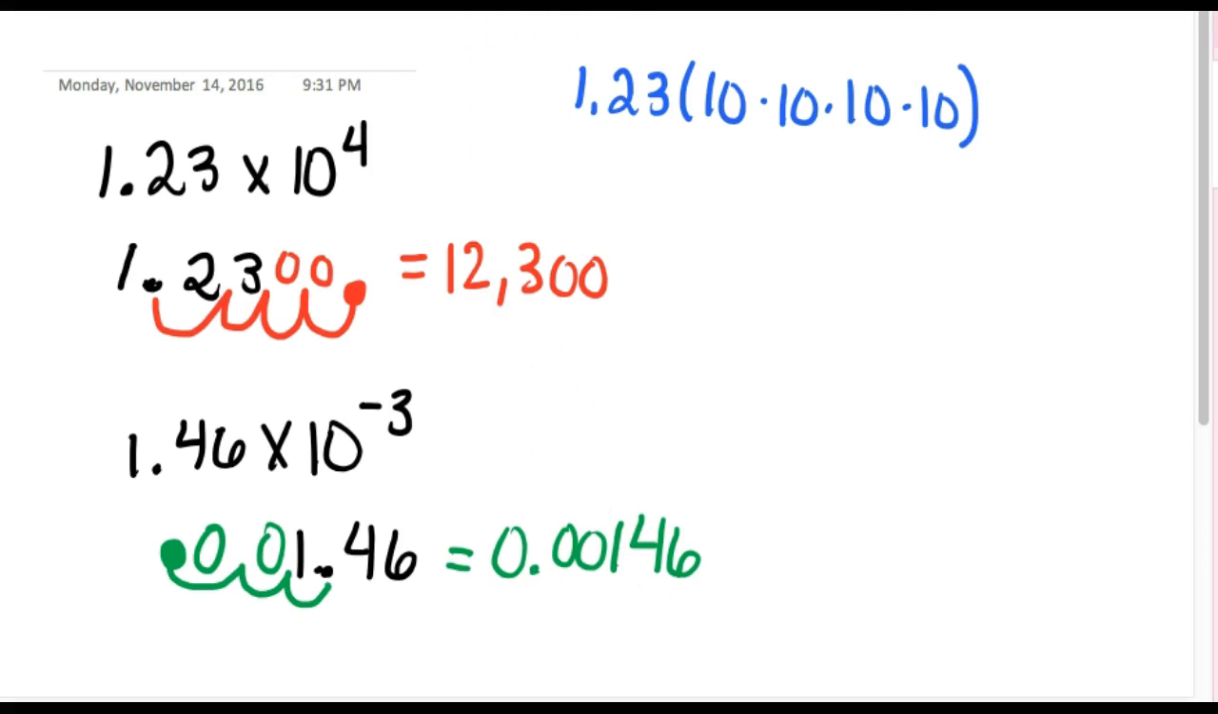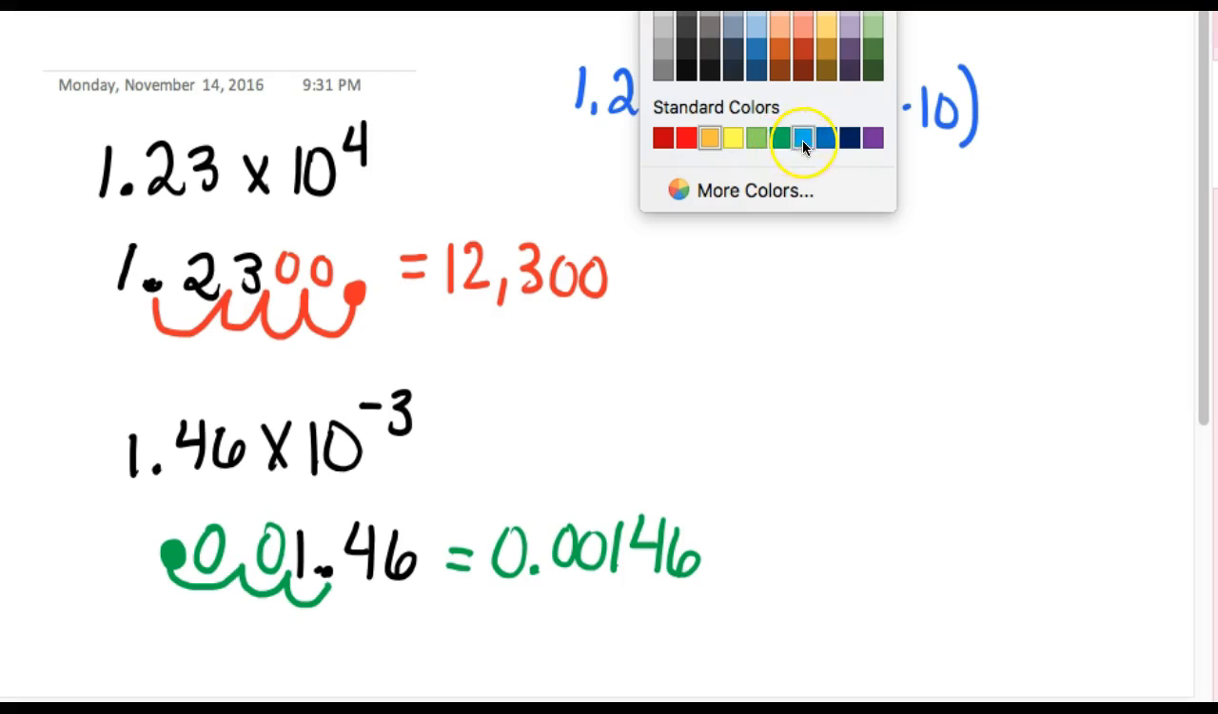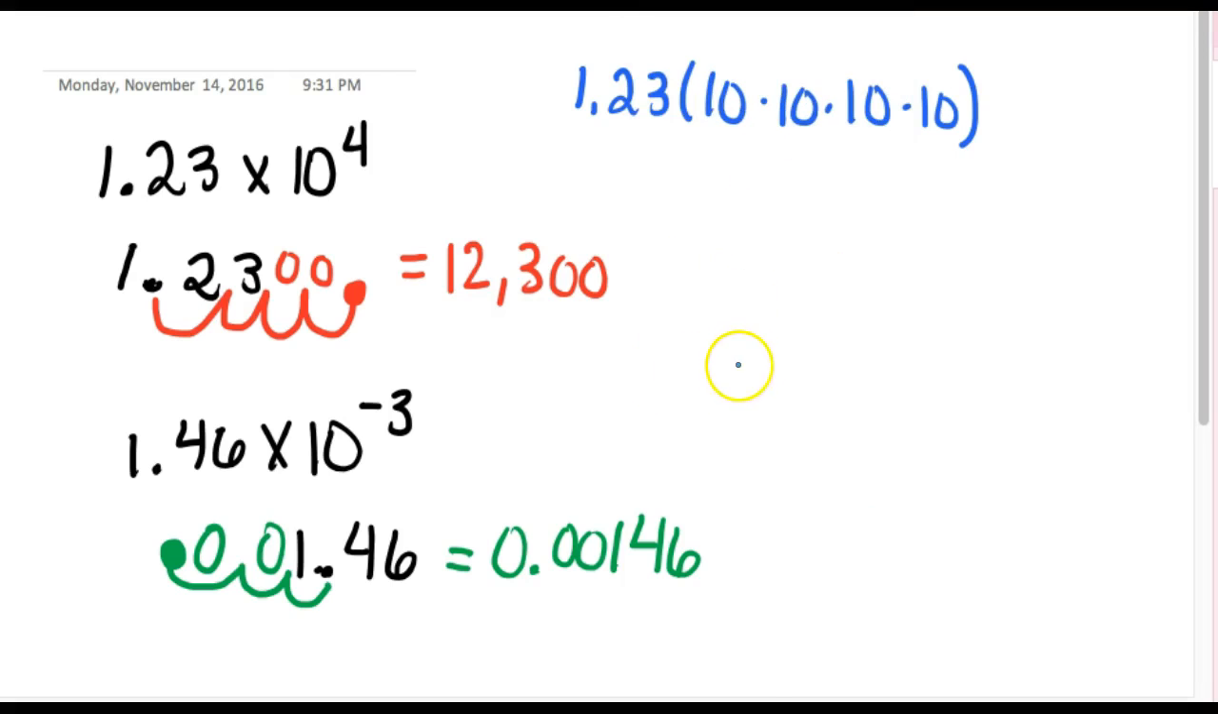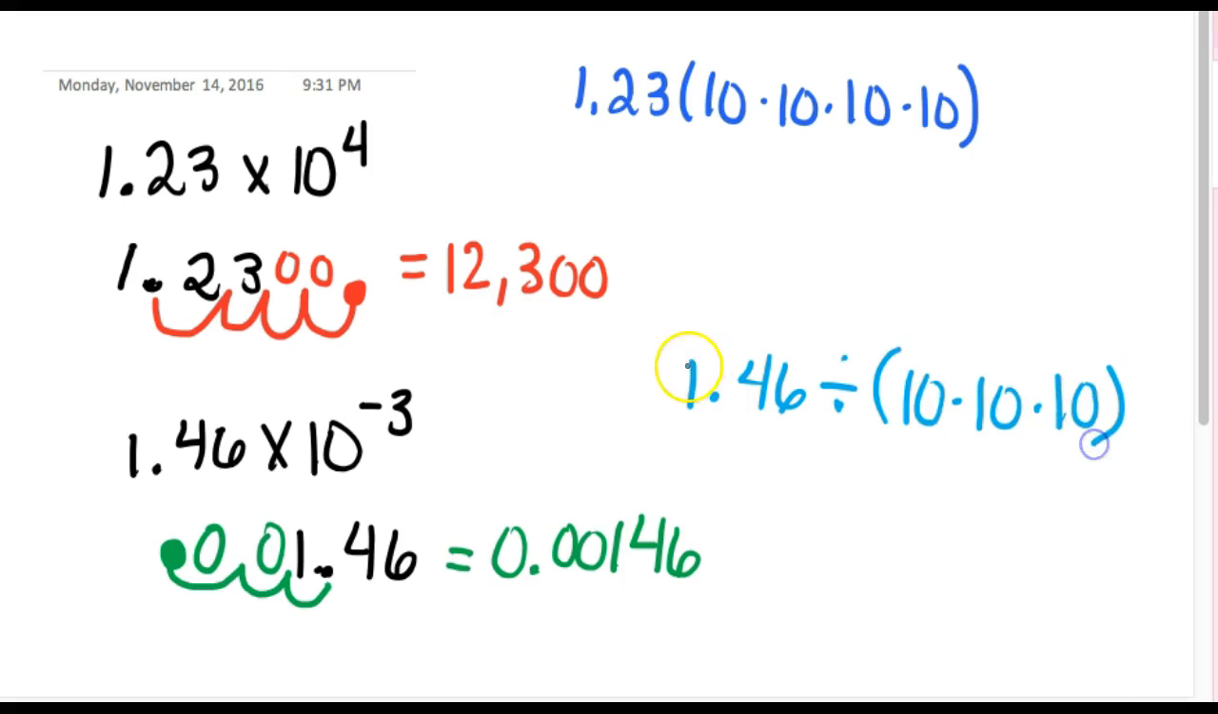Now, just to give you an idea again of why we're doing this and what this really looks like, this is really saying 1.46 divided by 10 times 10 times 10. So if you type that into a calculator, anytime you're dividing by a 10, it's going to make the number smaller because you're having to share it with 10 more things. So if we had $1.46 and we had to share it with 10 people, and then with another 10 people, and then with another 10 people, aren't the amounts just going to keep getting smaller?